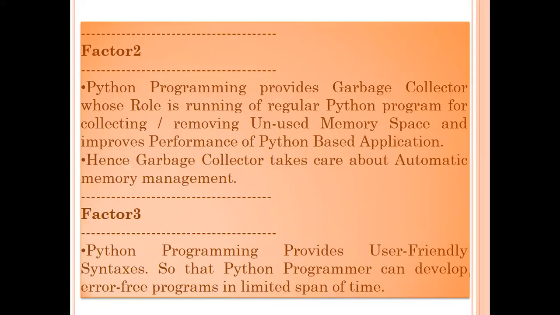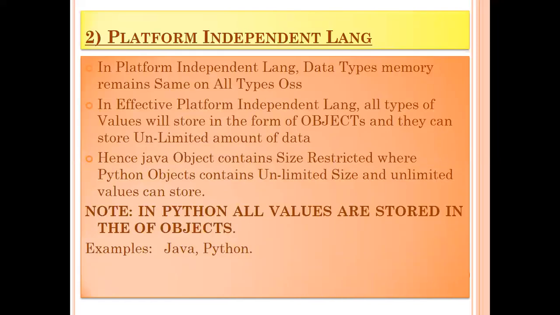The second factor is the garbage collector, and the third factor is the user-friendly syntaxes. With the help of those user-friendly syntaxes, one can develop error-free programs in a limited span of time. Now, let's talk about the second feature, that is platform independent language. What do we understand by platform independent language? In a platform independent language, data type memory remains the same for all types of OSs.